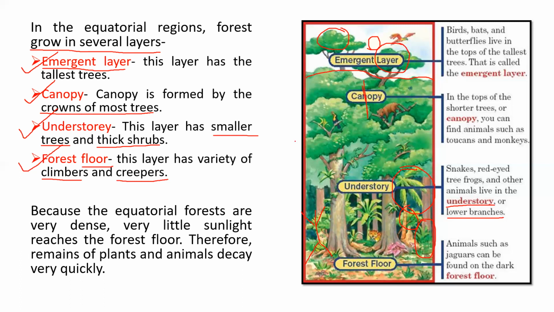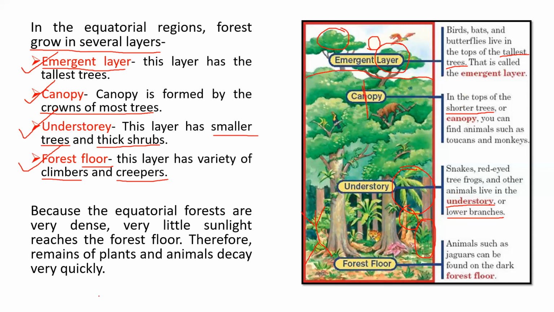All right. Now, we know that our forest is divided into 4 layers. First one is the emergent layer with the tallest trees. Second one is the canopy, which has medium or shorter trees that cover the forest as a shelter. Third is the understory with the lower branches or the smaller trees and thick shrubs. And the last one is the forest floor, which has climbers, creepers, grass, and the smallest kind of plants.